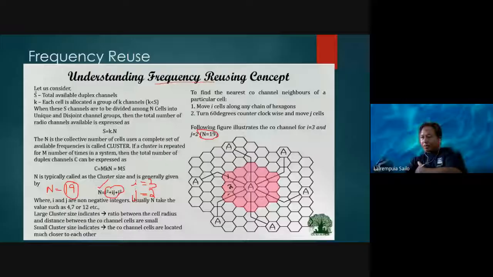How to identify this one. Here we have 1, 2, 3, 4, 5, 6, 7, 8, 9, 10, 11, 12, 13, 14, 15, 16, 17, 18, 19 cells in a cluster. So this is for you to calculate.